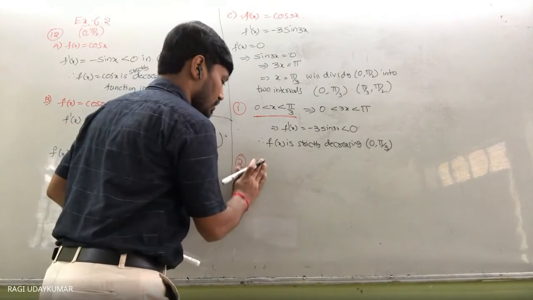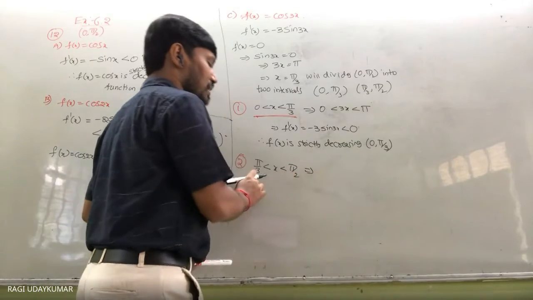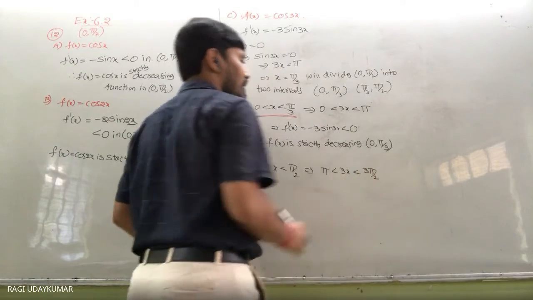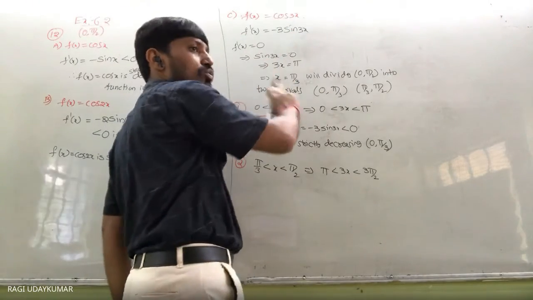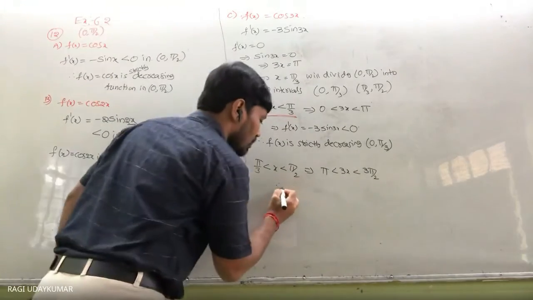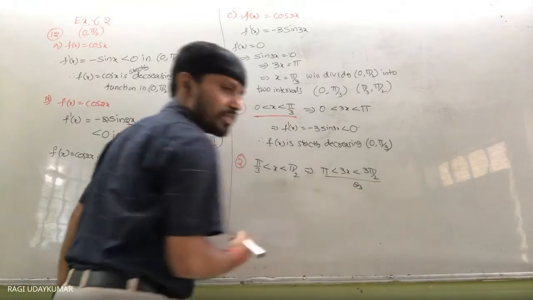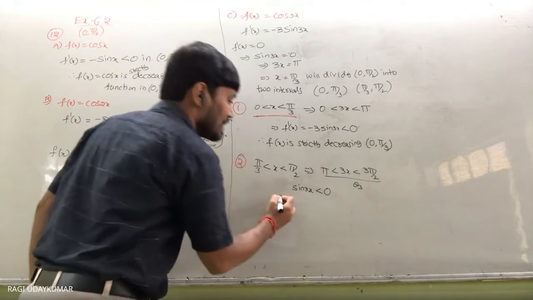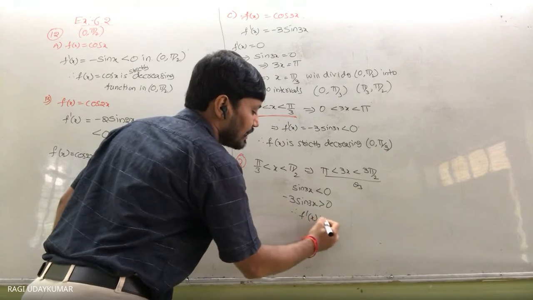So, pi by 3 less than x less than pi by 2 implies, multiplying by 3, pi less than 3x less than 3 pi by 2. What is this quadrant? Third quadrant. In the third quadrant sin 3x is negative, minus sin 3x is positive, isn't it? So you can write sin 3x is less than 0, so minus sin 3x is greater than 0. That is nothing but f dash of x is greater than 0.